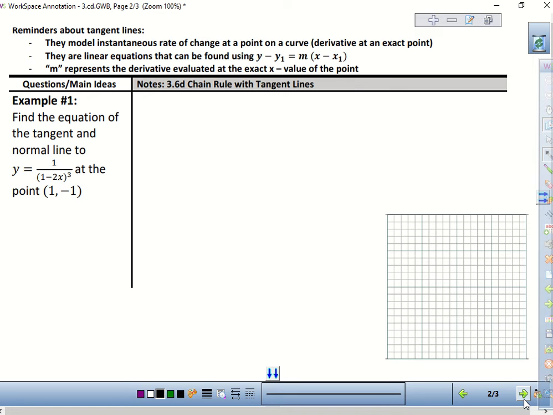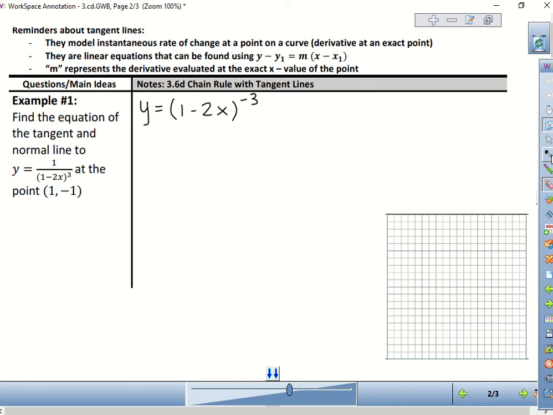So step 1, it says find the equation of the tangent and normal line to the point 1, -1. So step 1 is we want to rewrite our equation in a way that we don't have that in the denominator anymore when possible. You could, of course, use the quotient rule, but you want to avoid using the quotient rule whenever possible because it's a little bit harder, right? So I rewrite my function in this way.